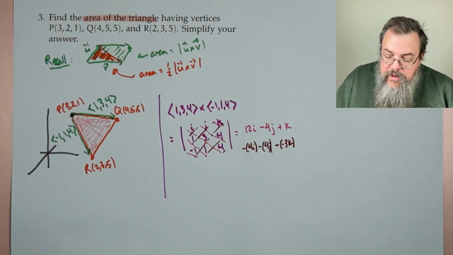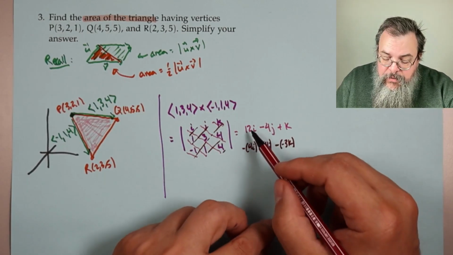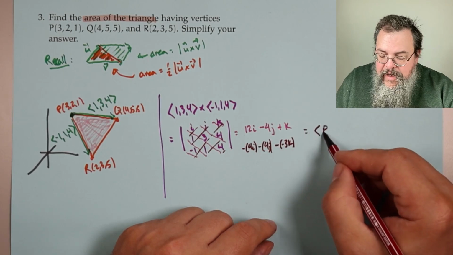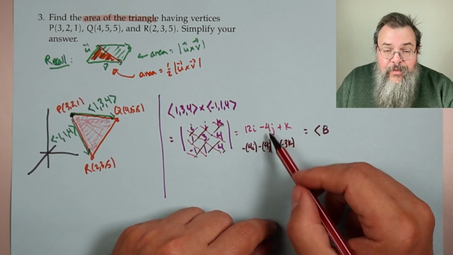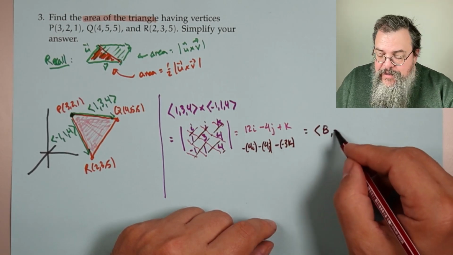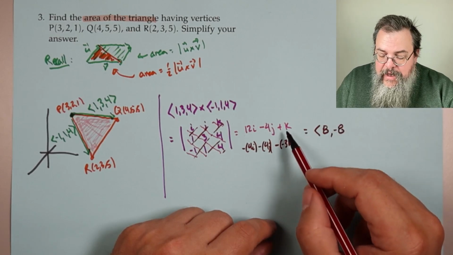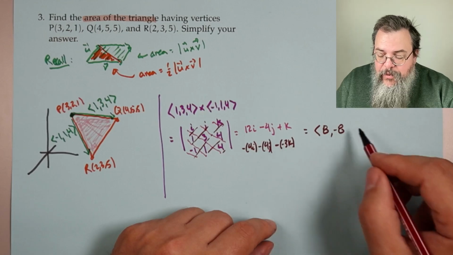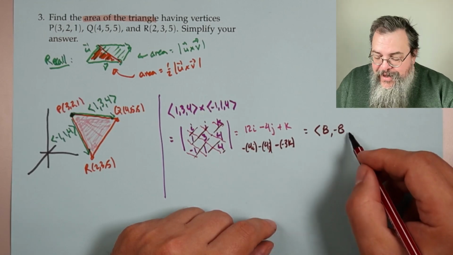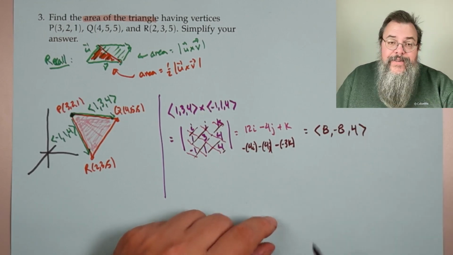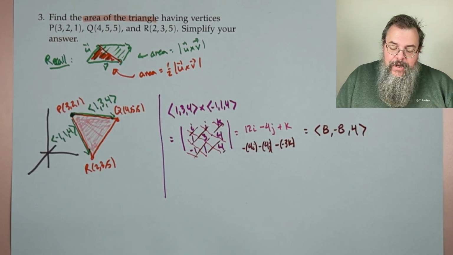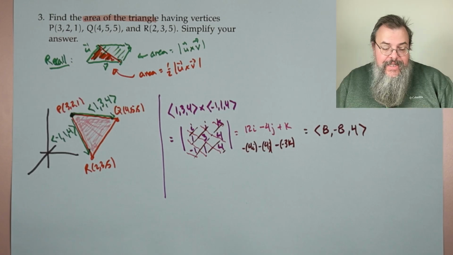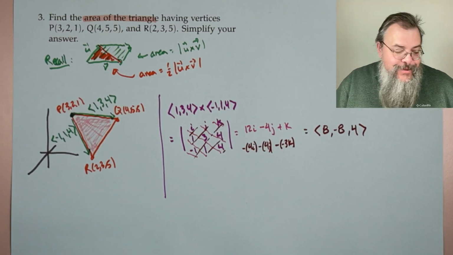Okay, so let's see. What do we have here? 12i subtract 4i leaves us with 8i. I'll write that as an 8. Minus 4 subtract 4, that's a minus 8. And then I have 1 and subtract minus 3. It's 1 plus 3, which is 4. So 8, minus 8, 4. Okay, now that's our cross product. Next thing is we're going to find the magnitude.